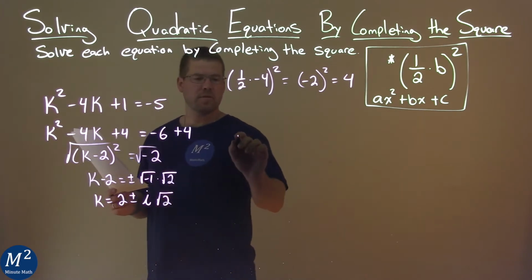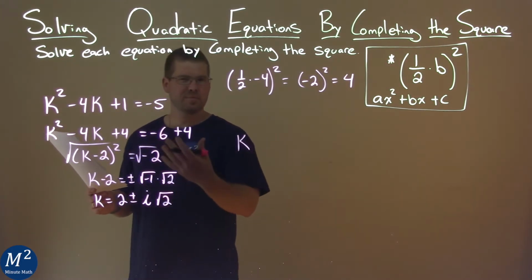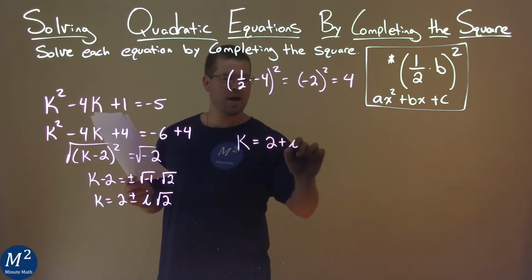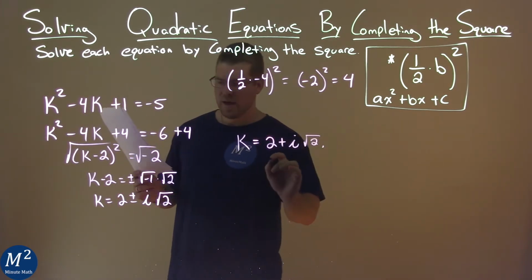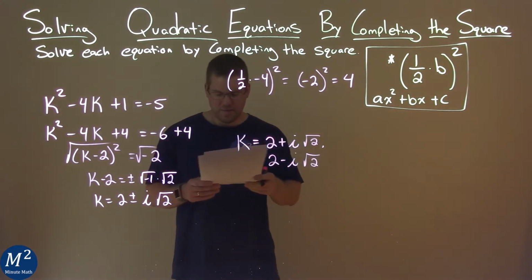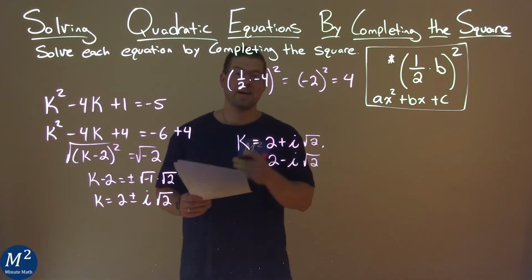So now let's go separate this out. We have a plus and a minus. So we can write this as k equals 2 plus i square root of 2 and 2 minus i square root of 2. And that is our final answer.